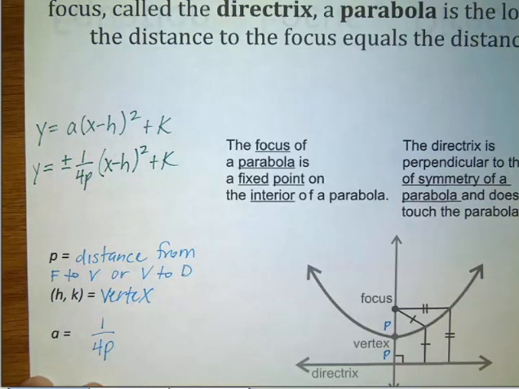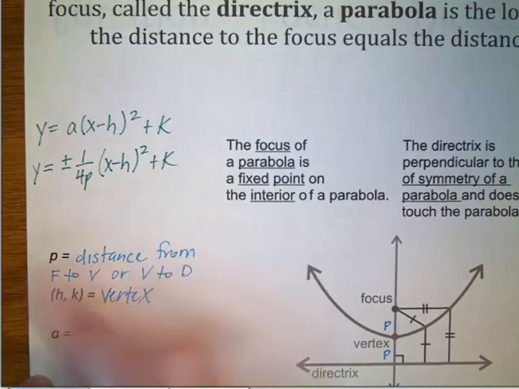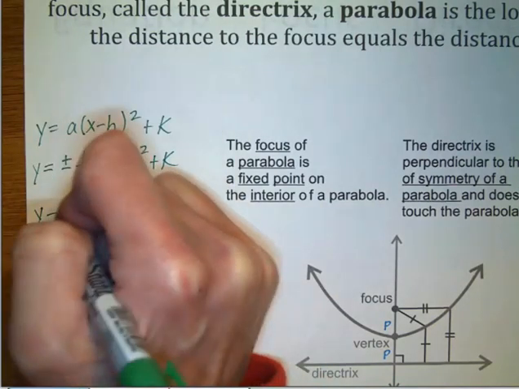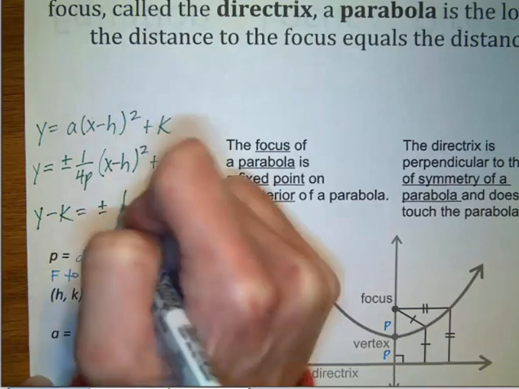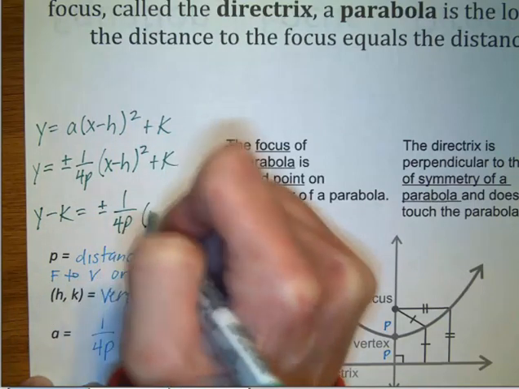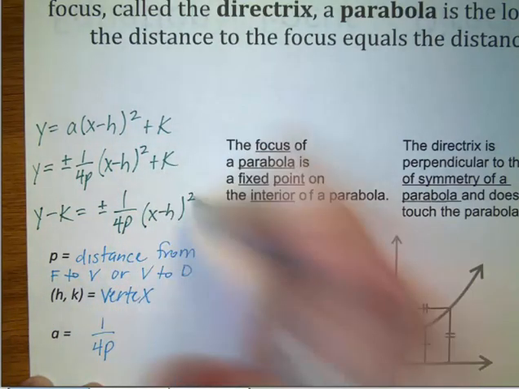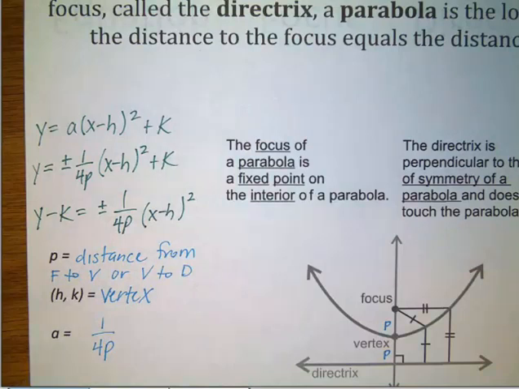You could also, another way to see this formula sometimes is they move the k to the other side. So you have y minus k equals plus or minus 1 over 4p parenthesis x minus h squared. So the x minus h squared is being multiplied by 1 over 4p, whatever that value is. Okay? All right, so that's that first piece.